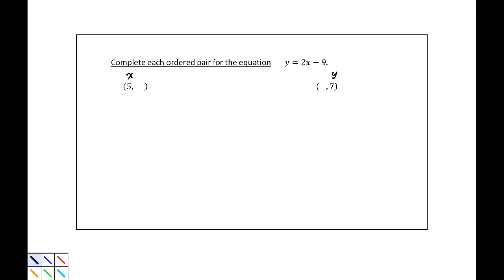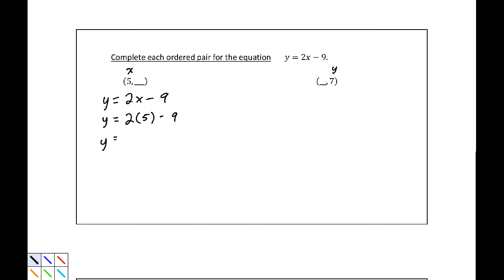So for the first ordered pair, we are going to take our equation, y equals 2x minus 9, and replace the x in that equation with 5, because that is what we're given as the x component. So 2 times 5 minus 9 is going to be y. 2 times 5 is 10. 10 minus 9 is 1. So y is 1, which tells us the ordered pair is (5, 1).